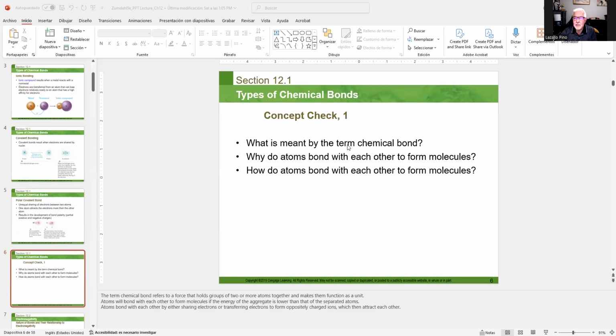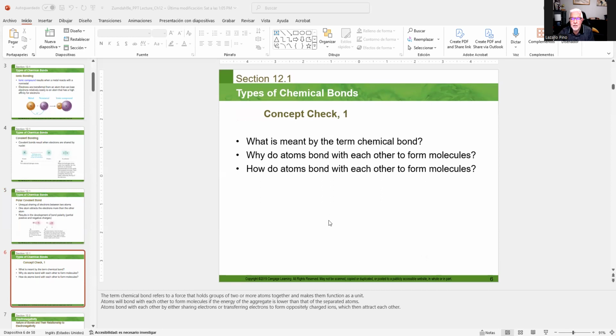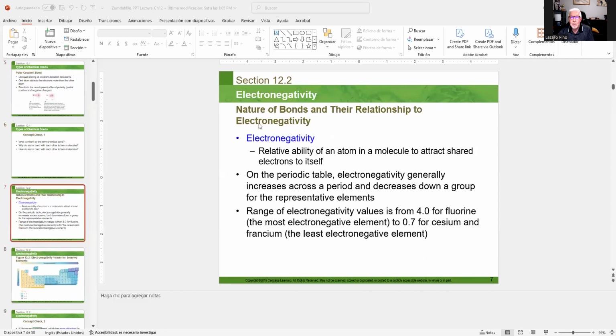Here you have a question. You are going to stop the video here. You answer the questions. They are very, very important. Well, the electronegativity. What is exactly the electronegativity? It's the relative ability of an atom in a molecule to attract shared electrons to itself.